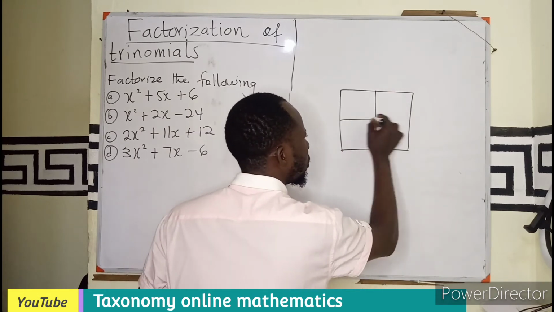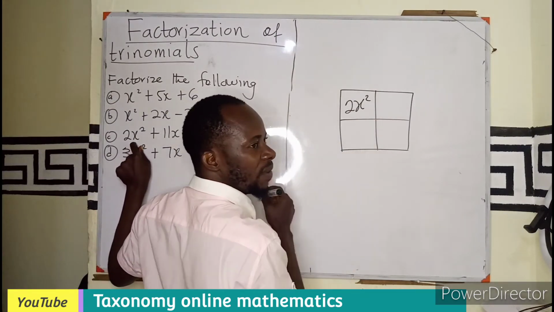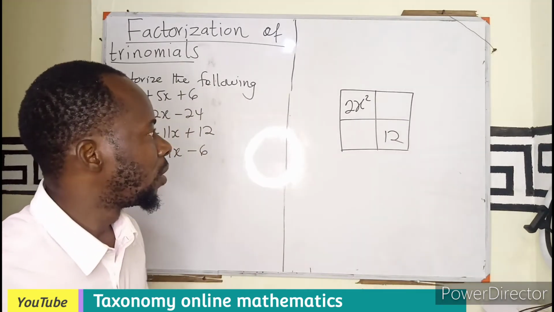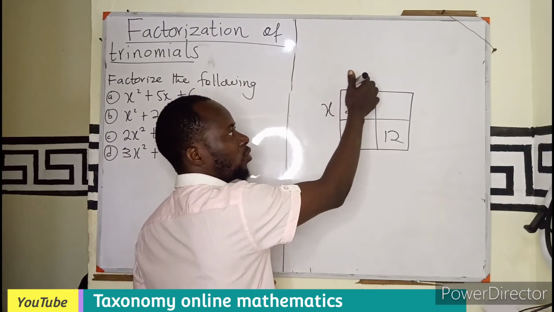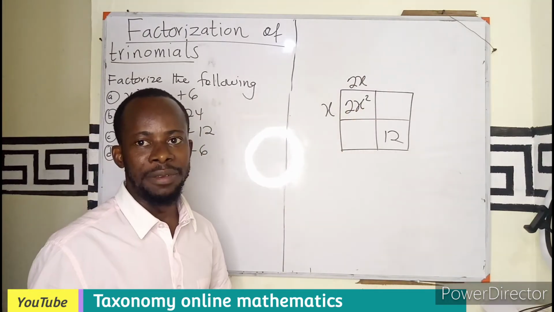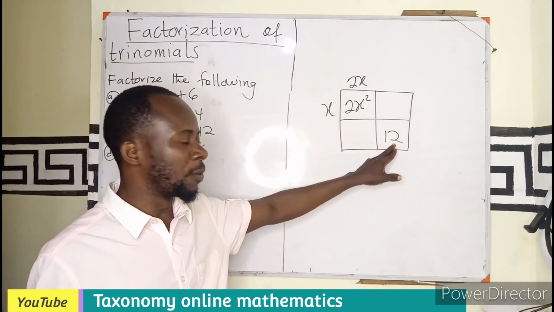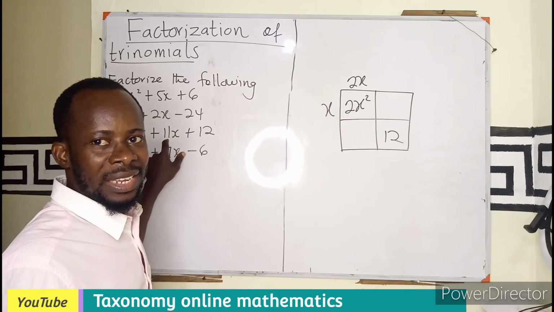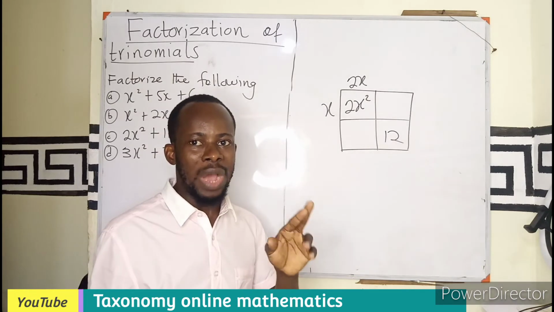Straightforward, we are taking our 2x squared in the first box, then our 12 in the second box. Alright, so the first factor will be easy. Always the x will be here, multiplying 2x to give me 2x squared. So that is easily achieved. Now, the task is to find the factors that when I multiply, I get what? 12. But I have to make sure I get what? 11. And in your mind, you already know there is a factor pair that when you multiply gives this, and when you add, you get 11.